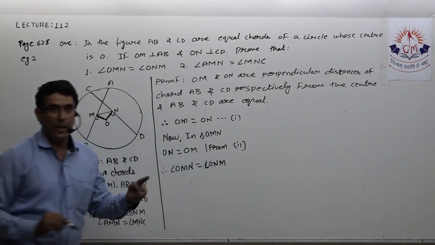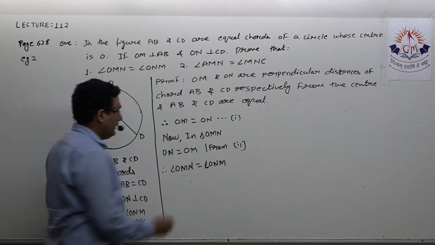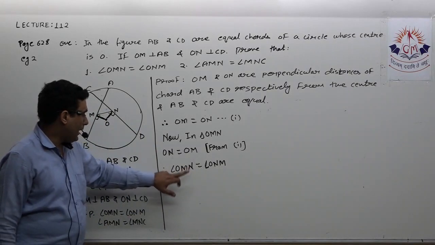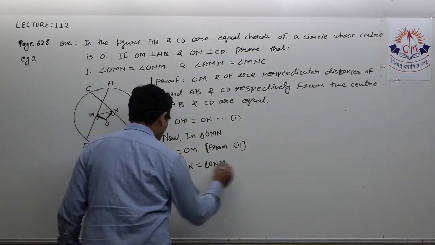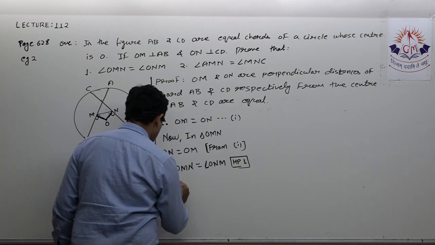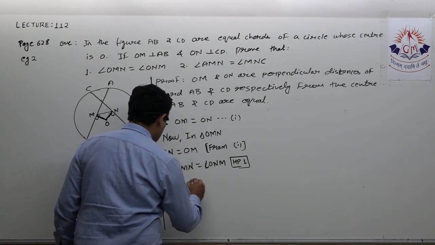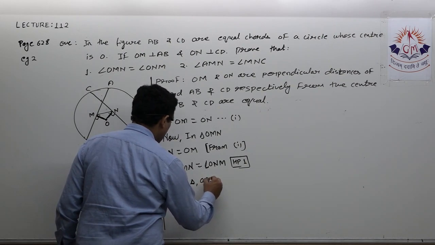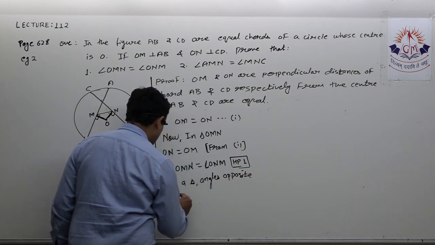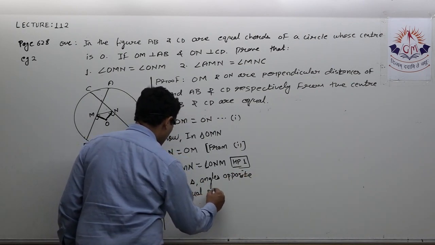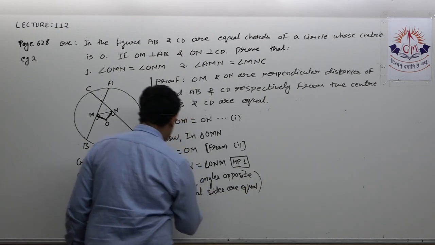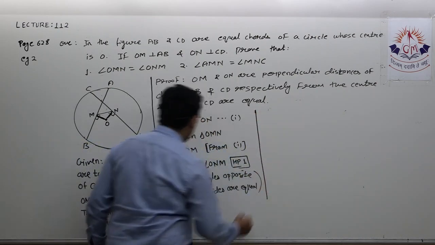Reason: in a triangle, angles opposite to equal sides are equal. Again here, still in the circle, we need the concept of triangle. So hence proof of the first is done. That is the reason behind this. So here I got the proof of the first one.